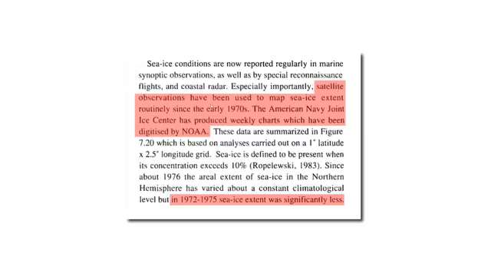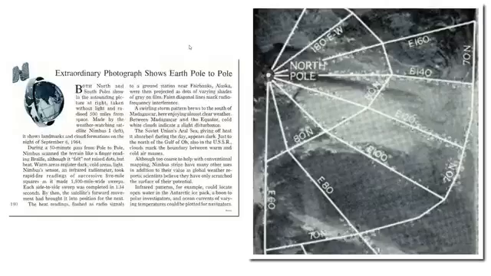Satellite observations have been used to map sea ice extent routinely since the early 1970s. This shouldn't surprise anyone because we went to the moon in 1969. We actually have satellite data from earlier than that. This is from the February 1965 issue of National Geographic. It's a satellite photo of Arctic sea ice looking down on the North Pole.